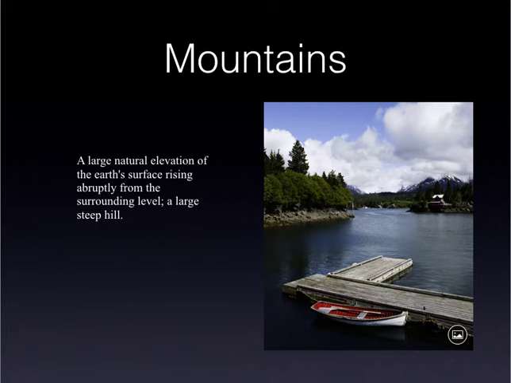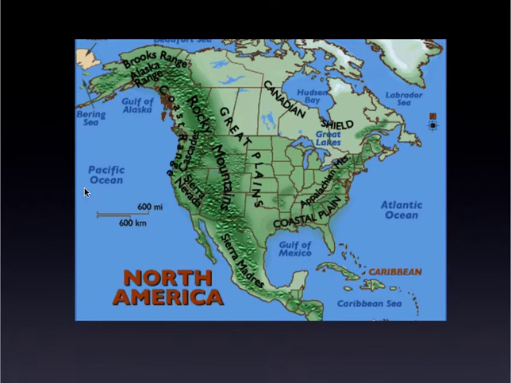Mountains: a large natural elevation of the Earth's surface rising abruptly from surrounding level, a large steep hill. So back here in the background are some examples of mountains behind trees and things like that, closer to the clouds. Some mountain ranges are the Brooke Range, Alaska Range, Coastal Range, Cascades, Sierra Nevada, Sierra Madres, Rocky Mountains, Great Plains, Coastal Plains, Appalachian Mountains, and Canadian Shield. And so those are some great mountains that consist of South America, North America, and Canada.